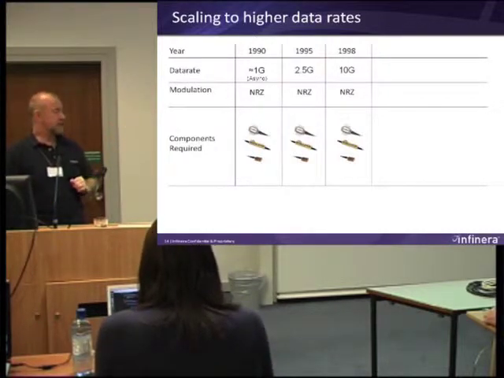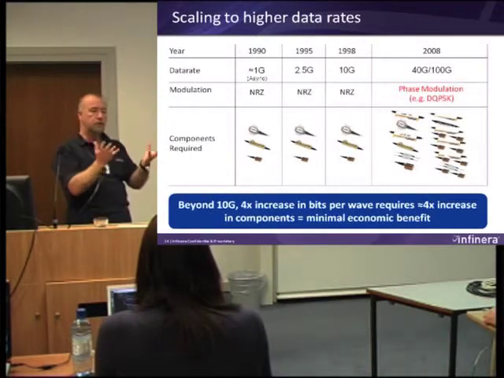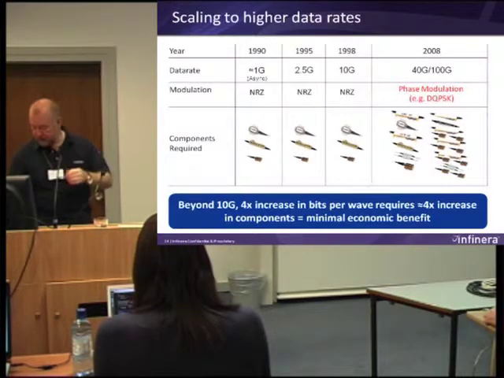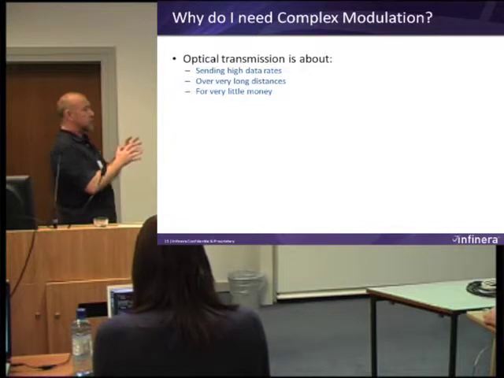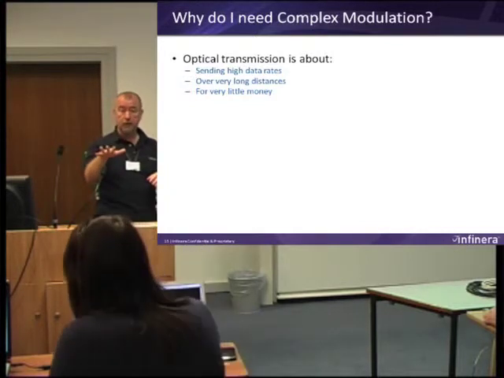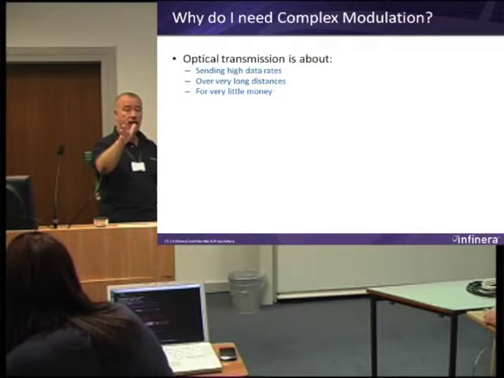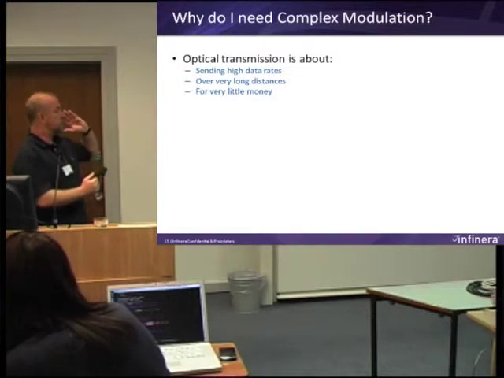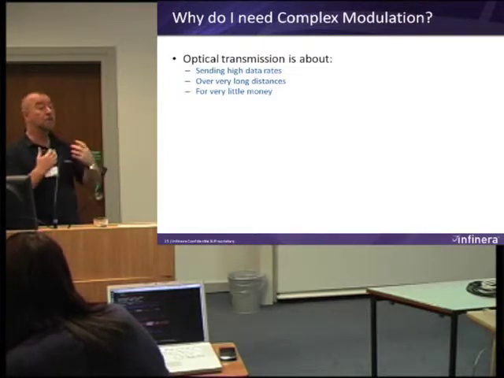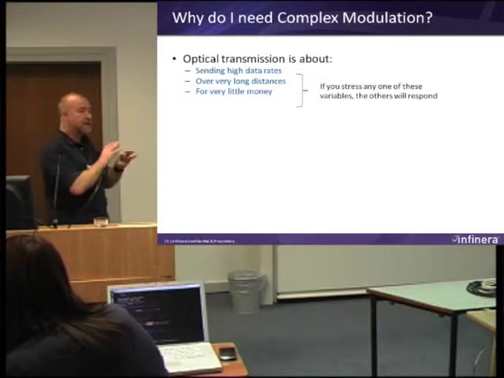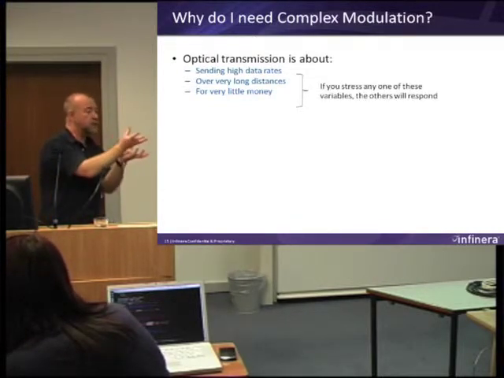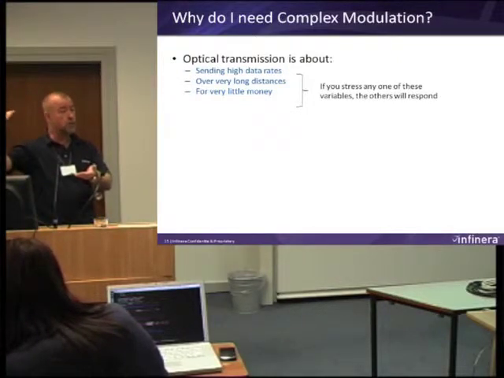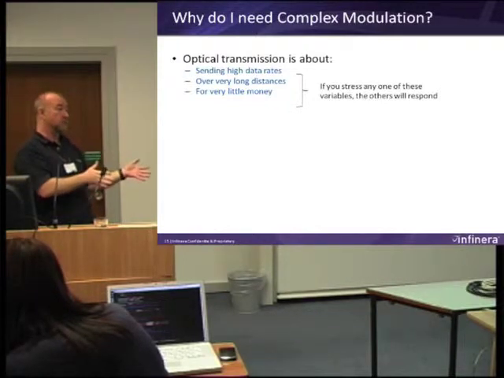A nasty thing happens at 40 gig. We have an explosion of optical components that are needed because, well, let me explain why. Complex modulation, which a lot of you will be familiar with, it's used in ADSL, it's used in WiMAX, it's used all over the place. But optical transmission is about transmitting very high data rates over long distances for very little money. Now you can stress any one of those variables, but it's a bit like a balloon full of porridge. If you squeeze it in one direction, it'll pop out somewhere else. In other words, if you try to transmit more quickly, you won't be able to go as far, or it will cost you more money.